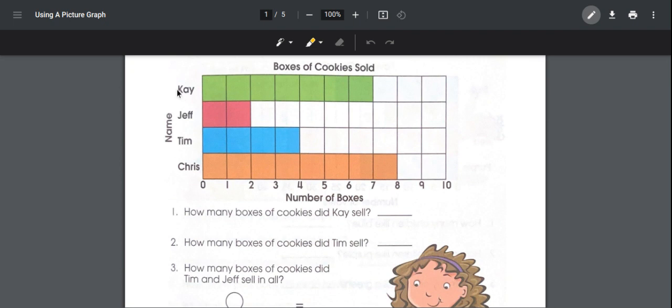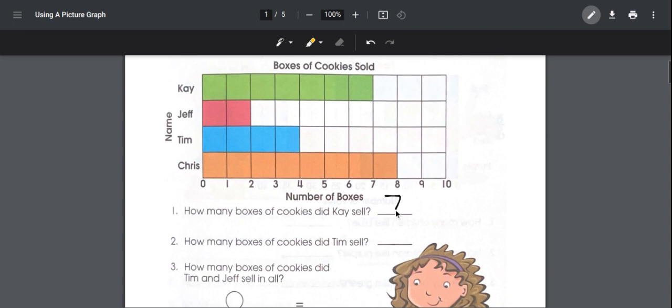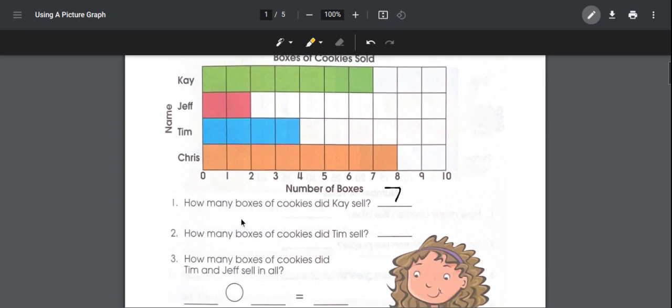So number one, how many boxes of cookies did K sell? So we go to K, and these are the number of boxes that K sold. So if you look, it ends at 7. So it looks like he sold 7 boxes of cookies.